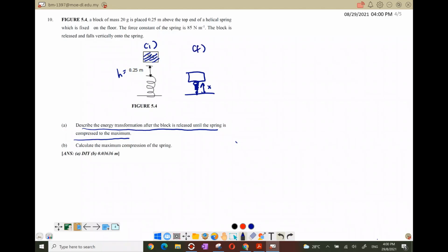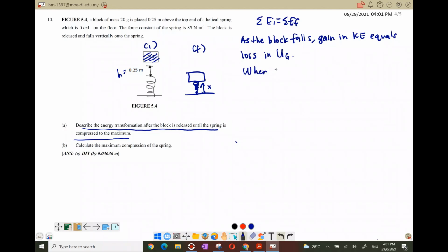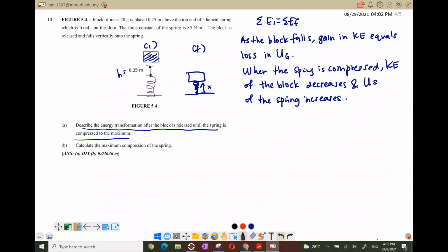So apa yang berlaku? From the conservation of energy, explain qualitatively. Qualitatively means that awak kena nyatakan in sentence lah. Okay, so point dia kat sini. As the block falls, the gain in kinetic energy will equal the loss in gravitational potential energy. When the spring is compressed, kinetic energy of the block decreases and elastic potential energy of the spring will increase. Therefore, the maximum elastic potential energy of the spring will equal the loss of the gravitational potential energy of the block.